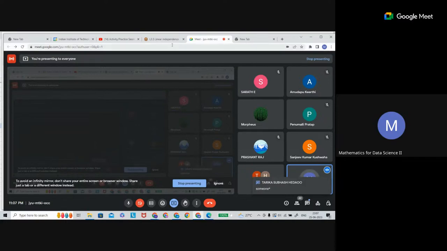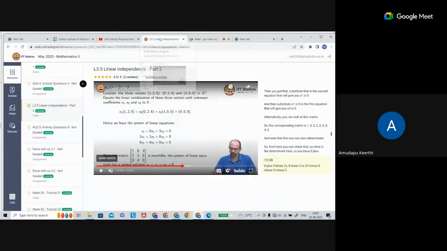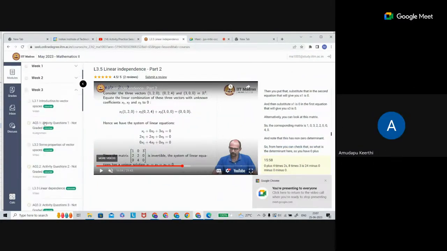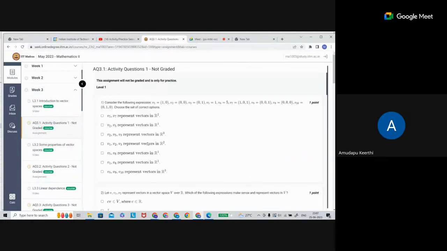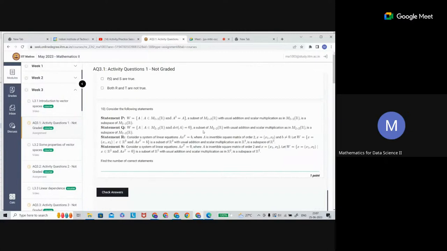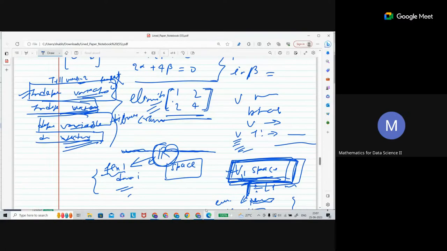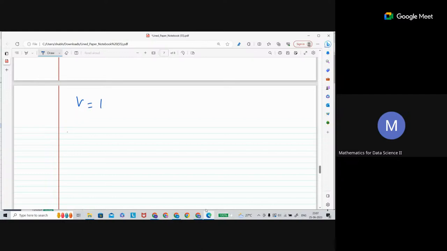Does somebody have another doubt? 3.1, the last one, sir. Okay, last one. Yes, sir. This one. Okay, so W is a subset of M2 cross 2 with usual addition and scalar multiplication, and is it a subspace? Okay, let me very quickly explain. See, as I wrote R cross R over R, similarly M2 cross 2 over R is a set. What is this set? This is a set of matrices.